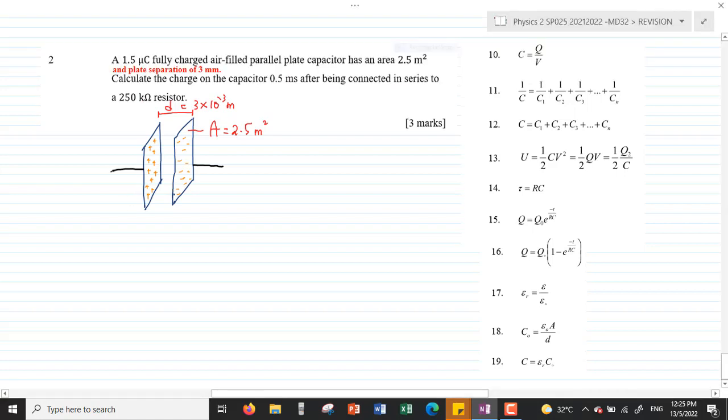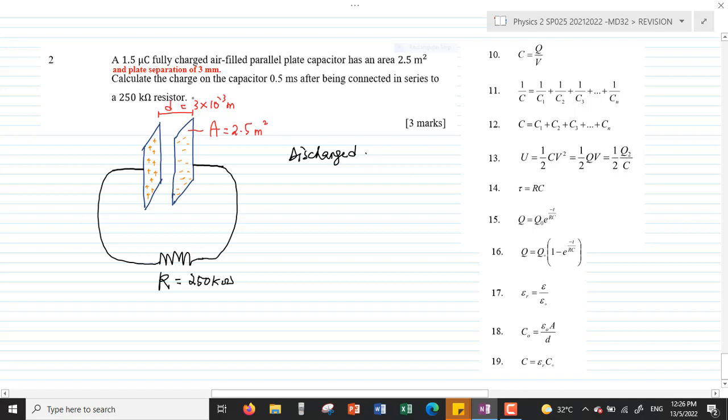So we connect this fully charged capacitor with a resistor, whereby the value of resistance is 250 kilo ohm. So what is going to happen when we connect it to a 250 kilo ohm resistor? This fully charged capacitor is going to go through the discharging process. So it means that this fully charged capacitor will be discharged through the resistor.